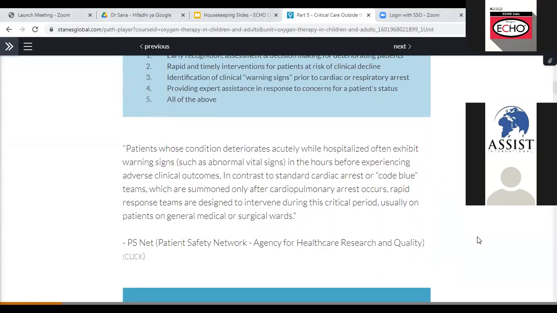Now we all know kwamba mgonjwa kabla hajaenda kwenye critical condition, hajaenda kwenye life threatening condition, huwa kuna zile signs ambazo mgonjwa ana present. Mgonjwa mara nyingi huwa tu hapati cardiac arrest suddenly, huwa kuna viashiria fulani sometimes before haja arrest. Kwa hiyo hivyo vitu ndio tunavyovitaka viwe detected mapema ili viweze kuprevent mgonjwa asiende kwenye life threatening condition kama cardiac arrest au respiratory arrest.